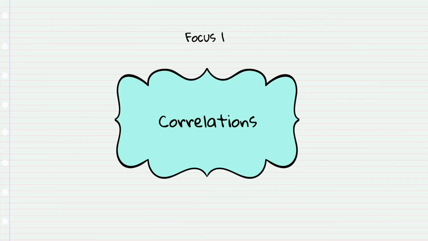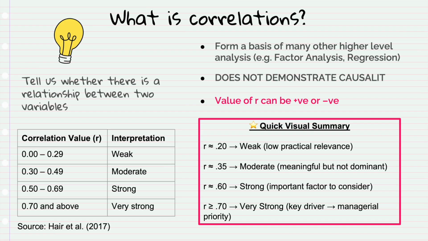Let's move to the first focus, correlations. Correlation shows how strongly two variables move together. In business terms, when one thing increases, the other increases too. For example, is better cleanliness associated with higher satisfaction? How do we read the results for correlation? You can refer to the table here, where you can see there are weak, moderate, strong, and very strong correlation values.